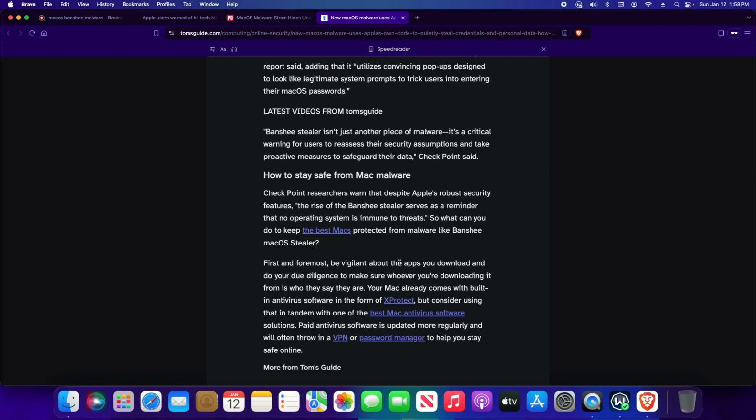Also, make sure you are using strong passwords, which are at least 25 characters long, includes a combination of upper and lowercase letters, numbers, and symbols. Make sure you are using a reliable password manager to store all of those passwords, and make sure you're using two-factor authentication or multi-factor authentication with all accounts.